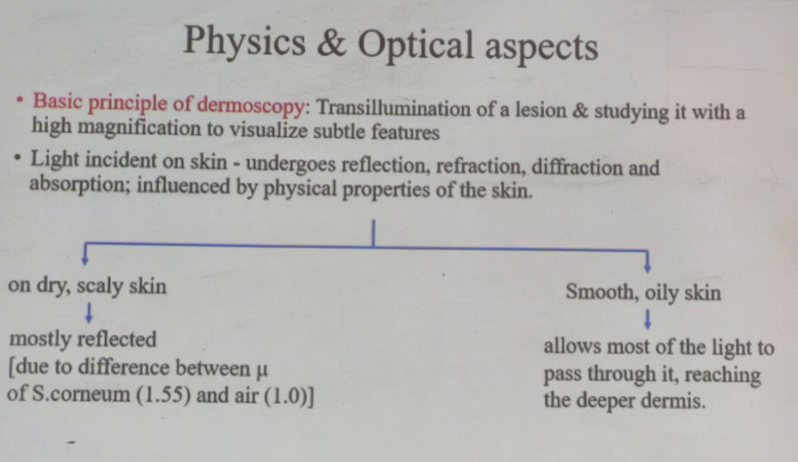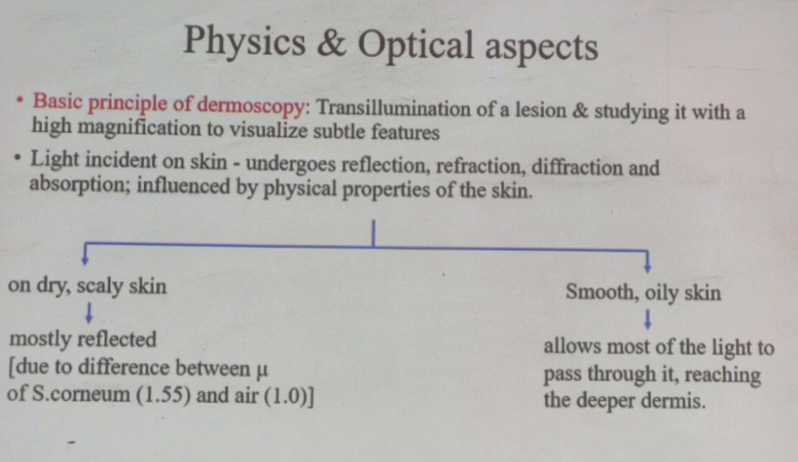Coming to the physics and optical aspects of dermoscope. The basic principle of dermoscopy is trans-illumination of a lesion and studying it with a high magnification to visualize subtle features. So, the light which is incident on skin may undergo reflection, refraction, diffraction and absorption. This is influenced by physical properties of the skin.